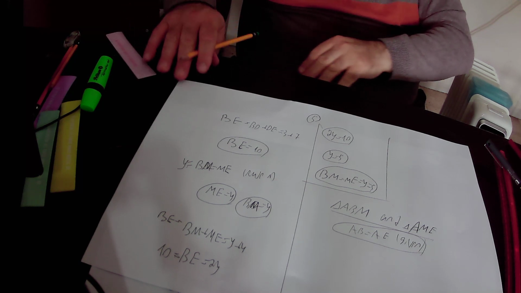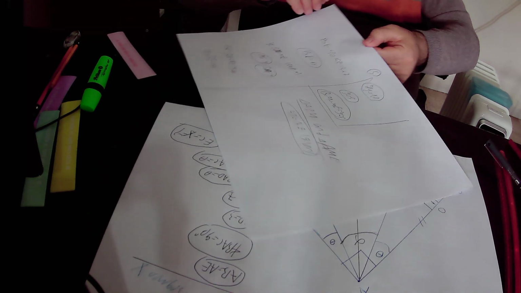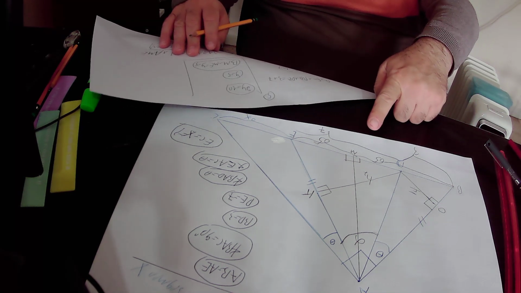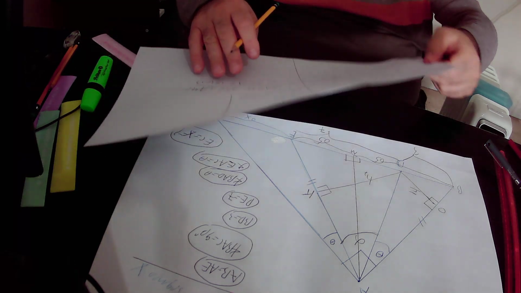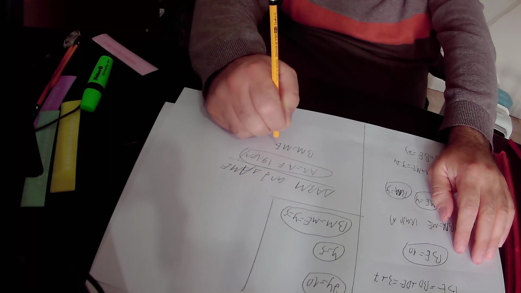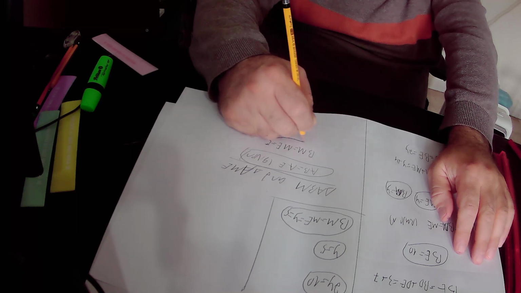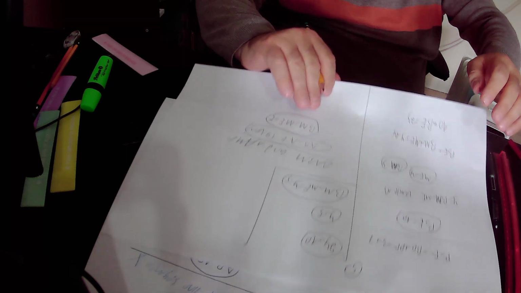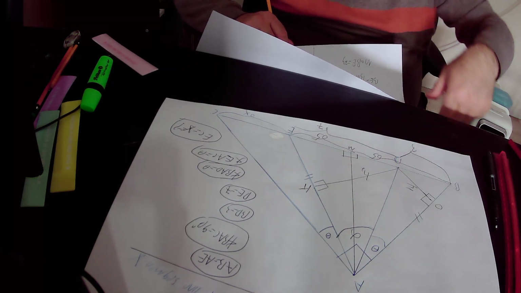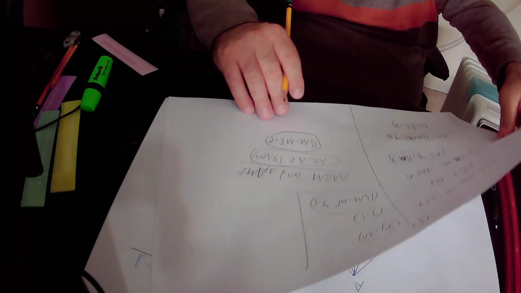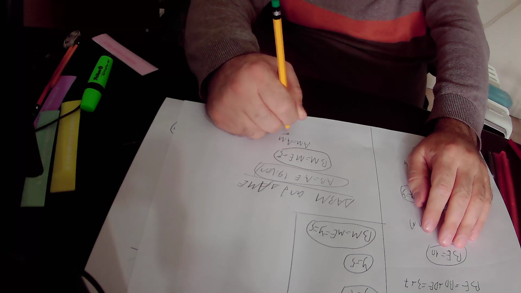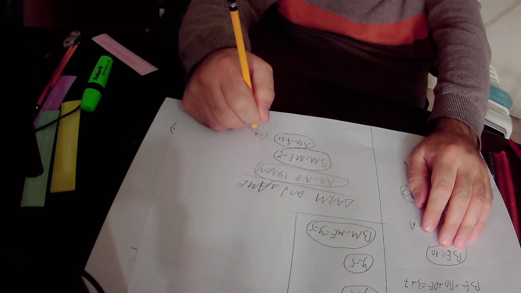and we have already proved that BM is equal to ME, equal to 5 units. BM equals ME equals 5 units. And we also have a common side, AM equals itself. It's a common side that belongs to both triangles. AM equals AM.